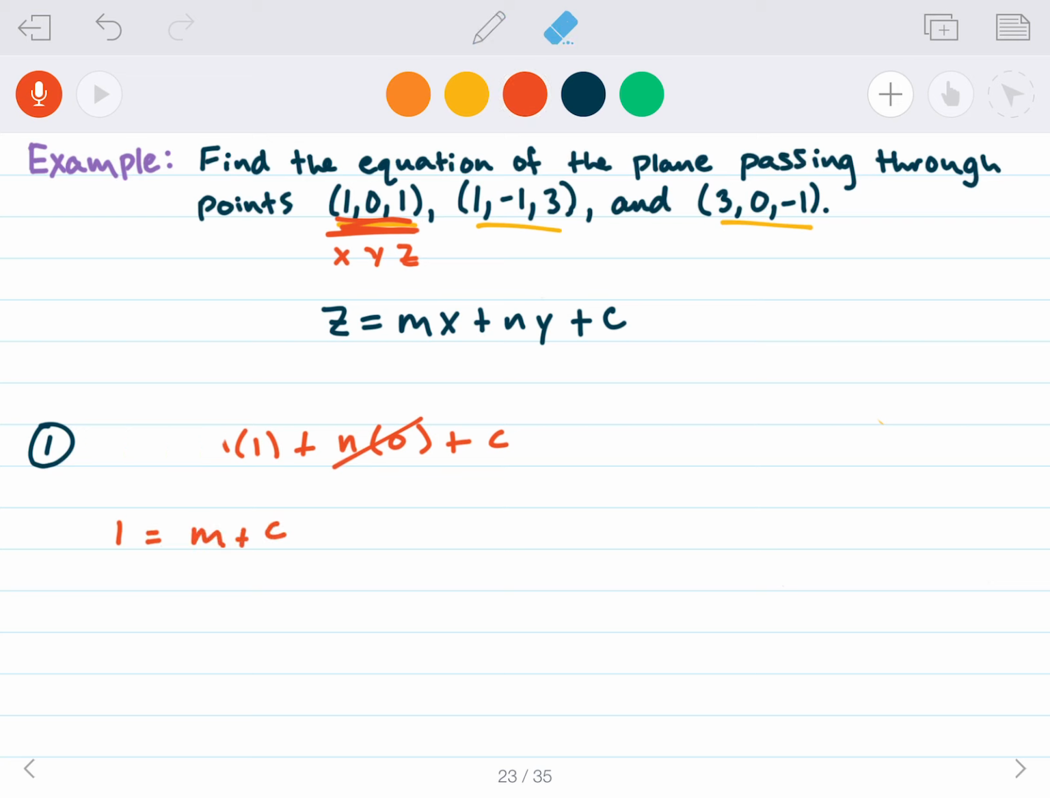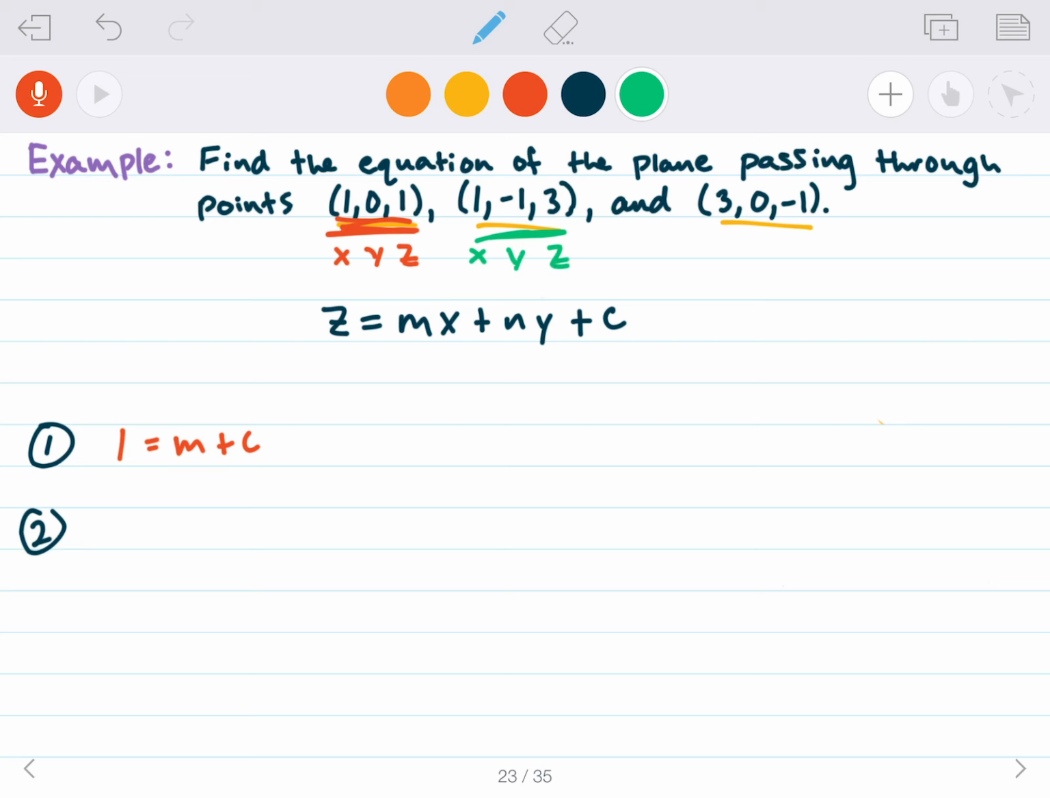Let's go ahead and rewrite that right here. Okay, so that's equation 1. We can do the same thing with the second point right here: x is 1, y is -1, and z is 3. So we have z equals m times x plus n times y plus c. And so this is just 3 equals m minus n plus c. So I'm going to rewrite that.